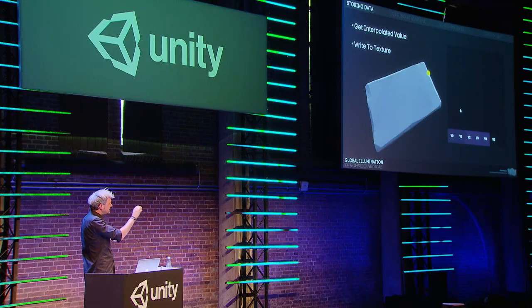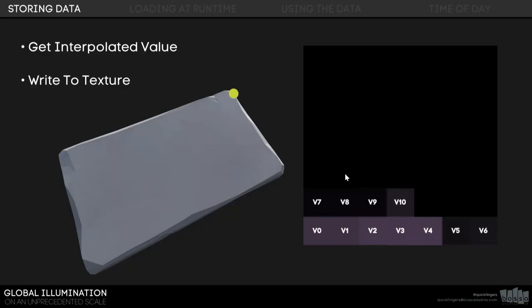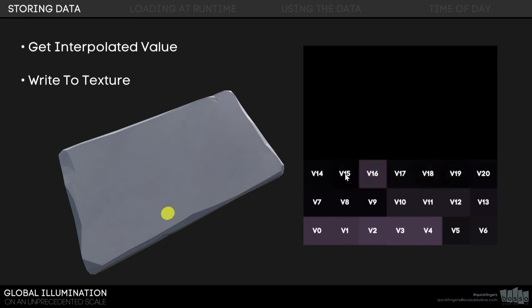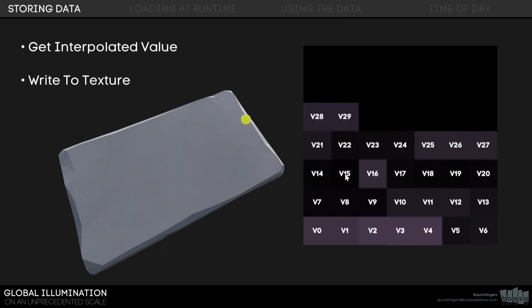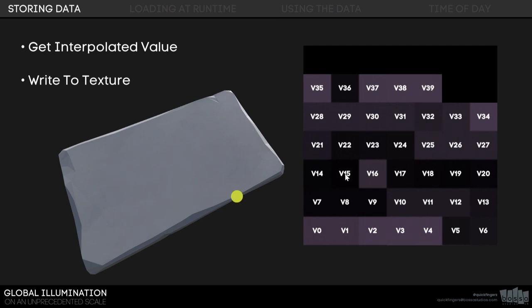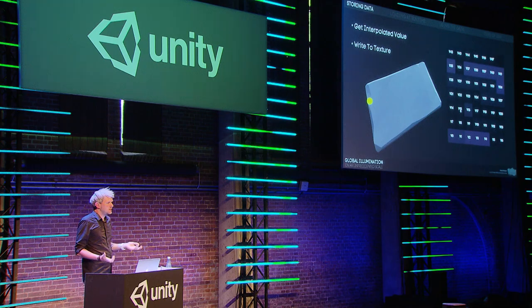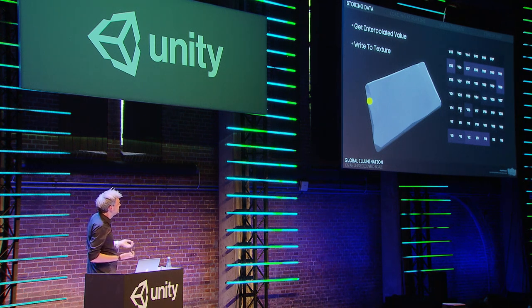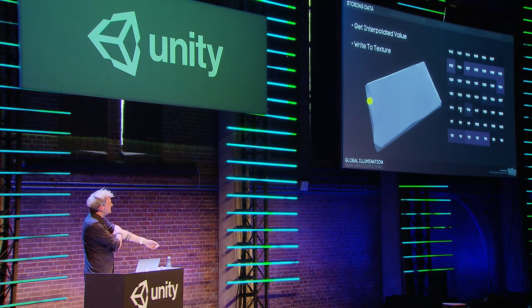And then we have to write them to a texture. While we're cycling through all these vertices, doing that GetInterpolatedProbe, we're writing them to a texture. And that's kind of like a light map, sure, but it's a little different. You can't really obtain any information just from looking at it. But the GPU will know what to do with these colors later. But the good thing is you can fit 2 million vertices on two 1024 textures. So that's what we did, and that was kind of our limit anyway.